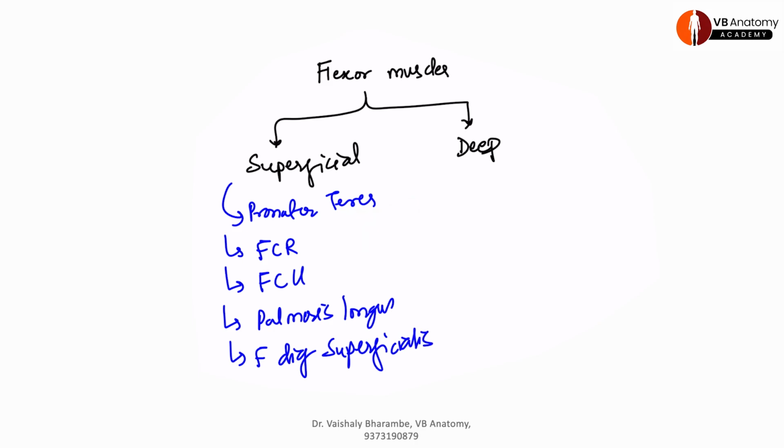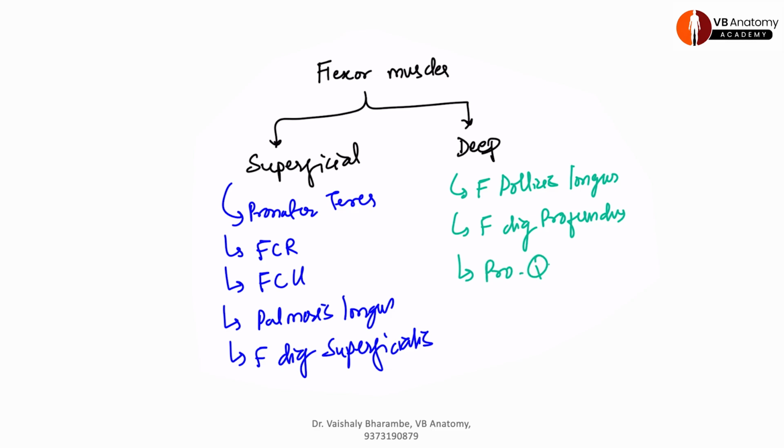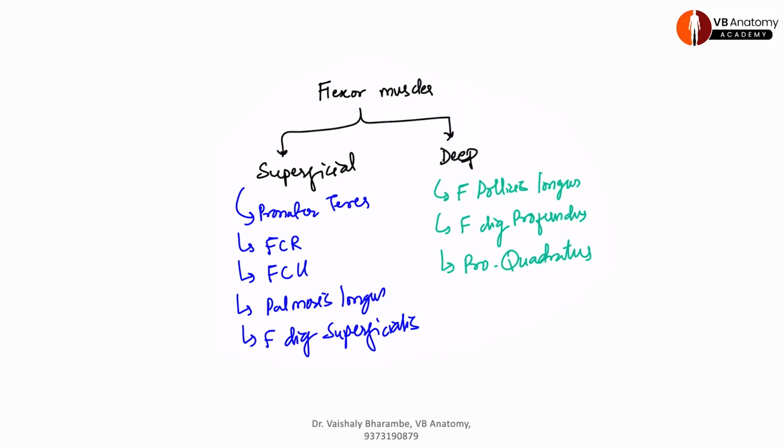Let's now add the deep group of muscles. The deep group of muscles are flexor pollicis longus, flexor digitorum profundus, and pronator quadratus. These are the muscles we are going to now remember, put in our brain, and the next step is that we begin to draw them. So if you got these in your brain, let's begin to draw these muscles.